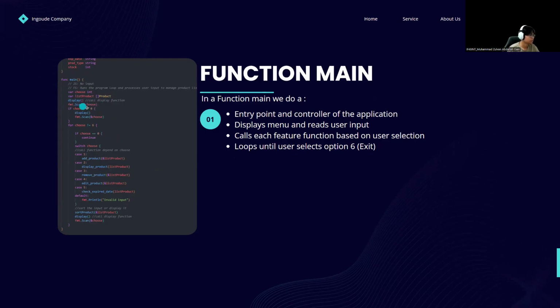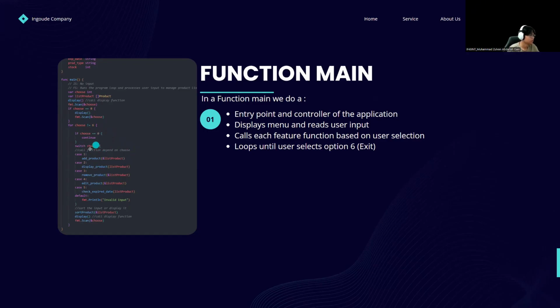If the user chooses 0, it's going to print the display and we scan the choose. And then we have the while loop. While choose is not equal to 6, we have a function. We have an if statement and switch case for this function. If choose is equal to 0, it will continue. And then for the switch case, we call the function depending on the choice.